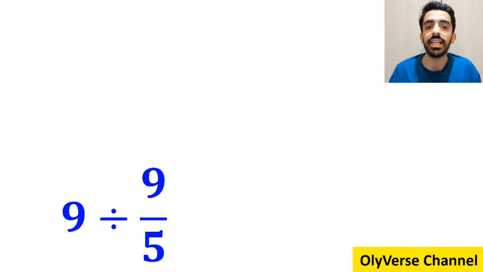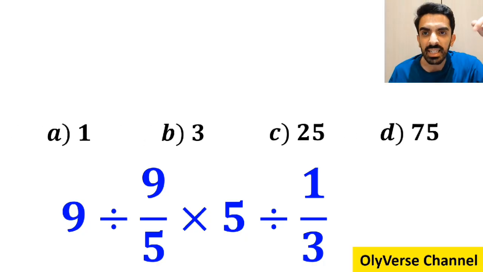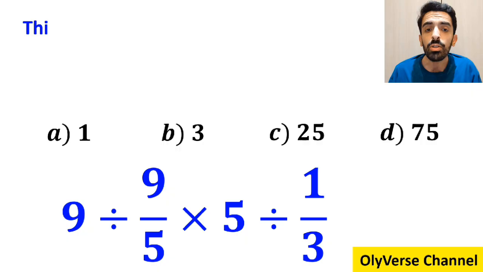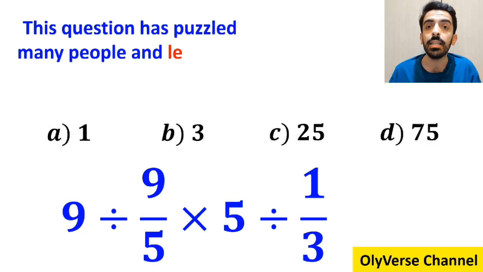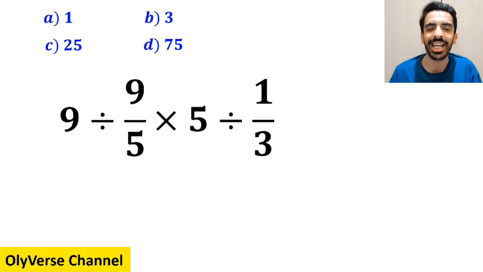What is the value of the expression 9 divided by 9 over 5 multiplied by 5 then divided by 1 over 3? Which option do you believe is the correct answer to this question? This question has puzzled many people and led them to pick the wrong option. Let's take a closer look and solve it together.